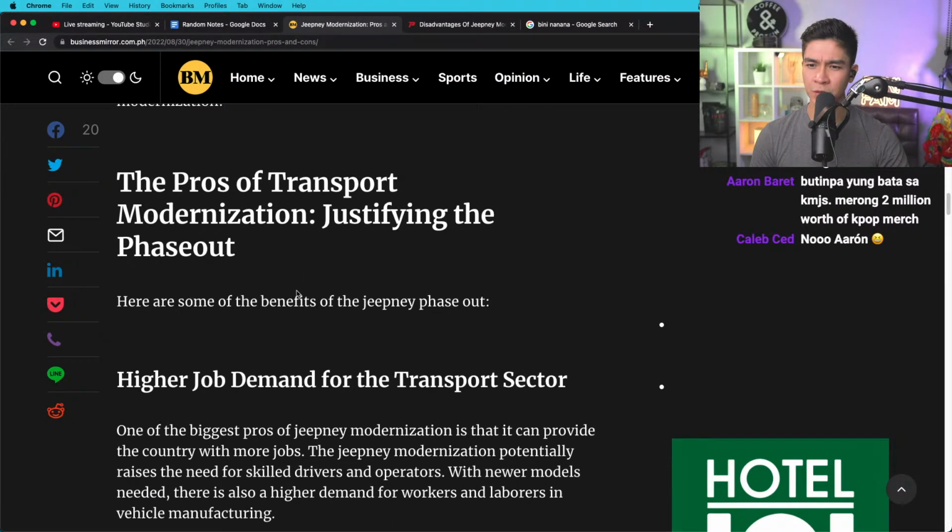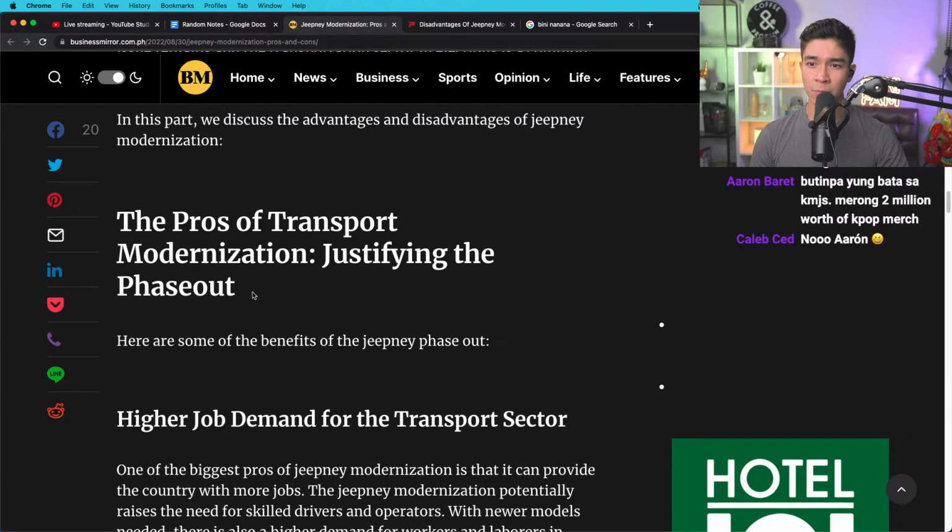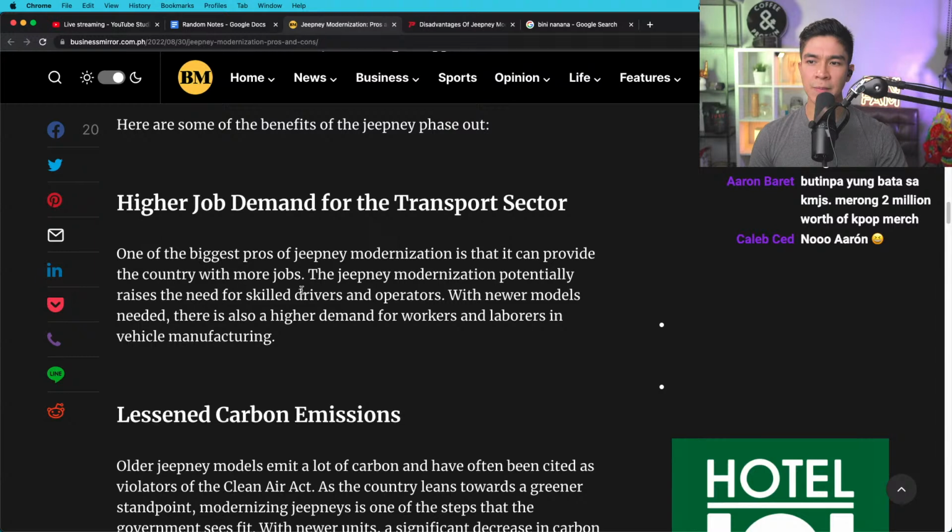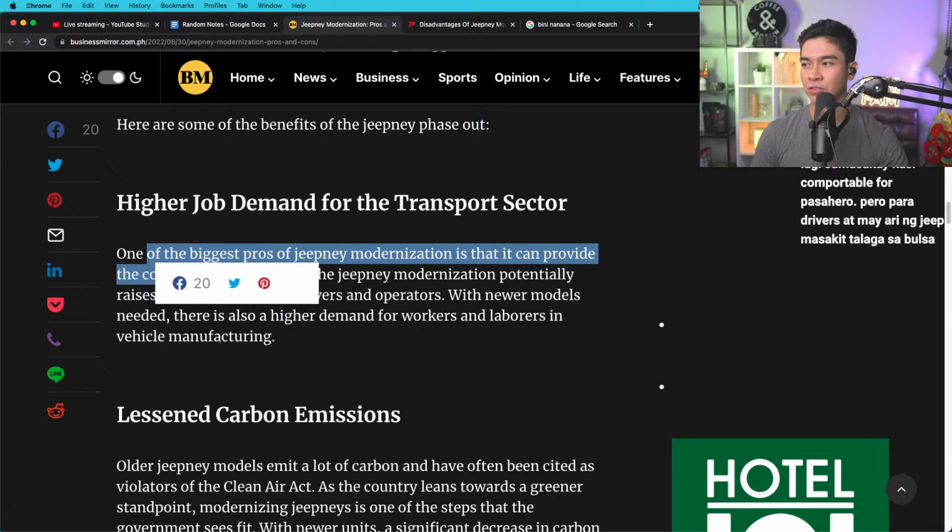Let's just jump to the pros. Here, so pros of the transport modernization. Higher job demand for the transport sector. It makes sense. One of the biggest pros of jeepney modernization is that it can provide the country with more jobs. That is true. Can you imagine?